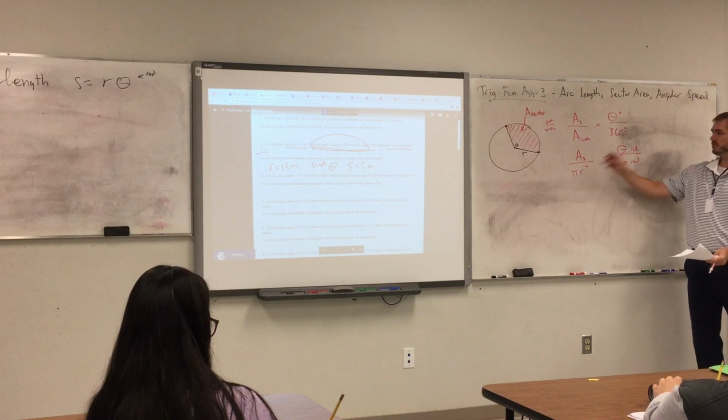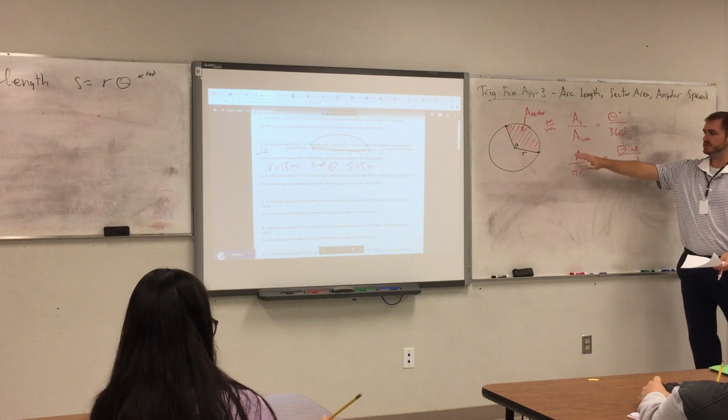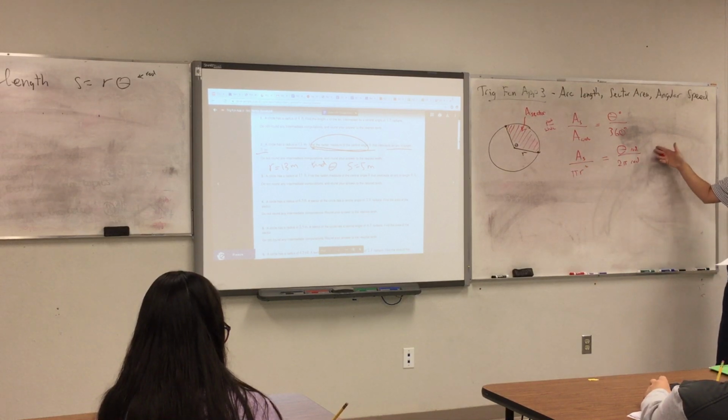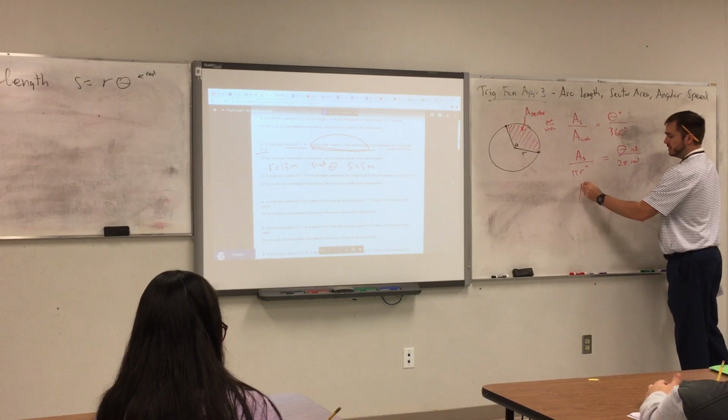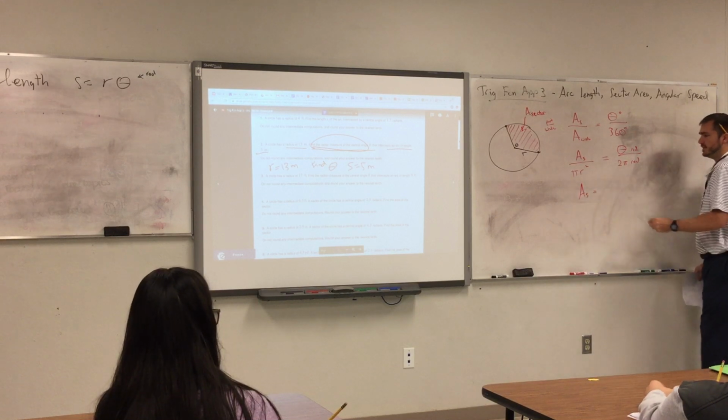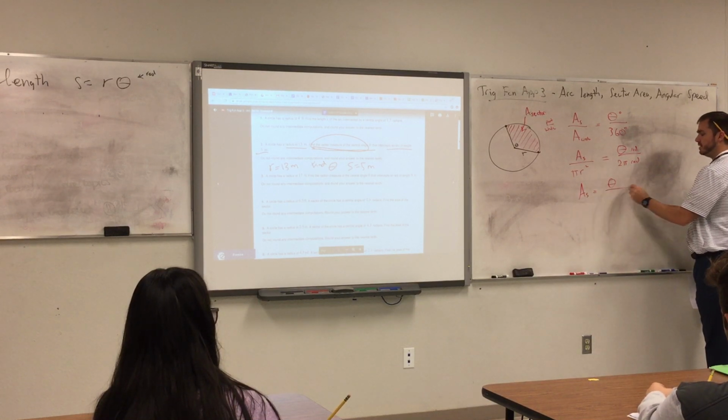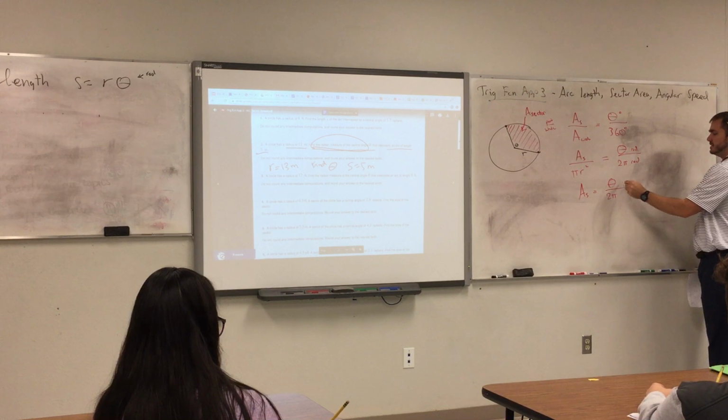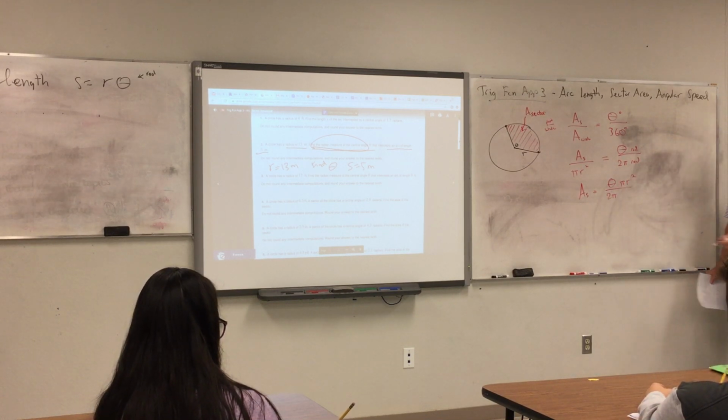Then just like before, we're going to multiply both sides by the denominator, so multiply the left side by pi r squared, and the right side by pi r squared. So the area of the sector is theta over 2 pi times pi r squared.